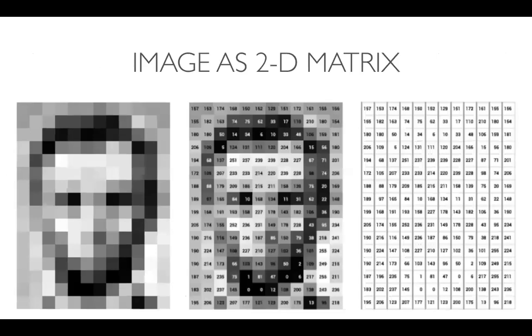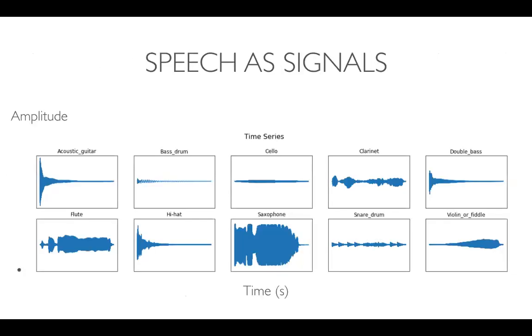Now, for an image, what we do is convert the image to a 2D matrix of numbers from 0 to 255. That's how we do it for images. But for speech, how do we do it? Speech is basically signals. Here, we can see many examples of speech, like acoustic guitar, bass drum, cello, etc.